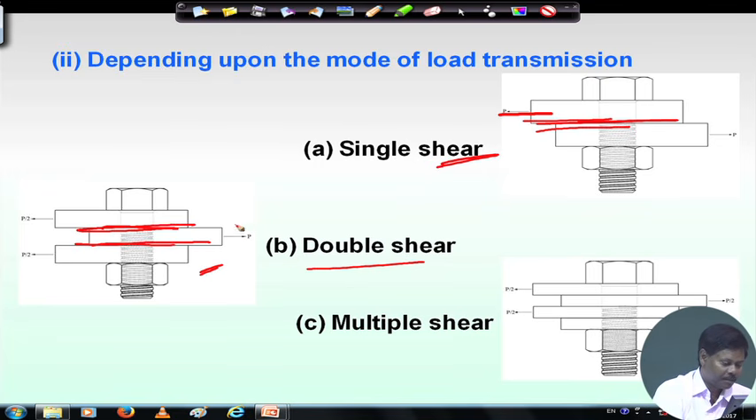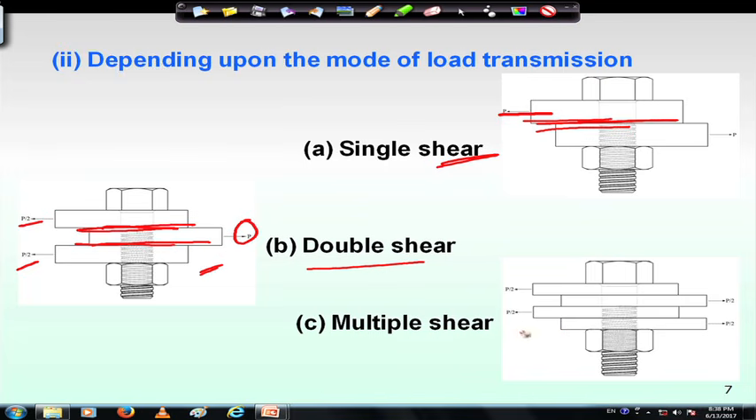And you see, if P is the force in this plate, then it will be divided into P by 2 and P by 2. And multiple shear means, if the number of plates is joined by the bolt, and the number of shear planes is more than 2, then it is called multiple shear. So, here we see 1, 2, 3 shear planes, right, and from the equilibrium equation we see this, in this direction it will be P by 2, and in this direction it will be P by 2, P by 2.